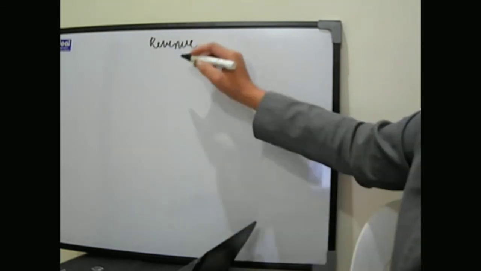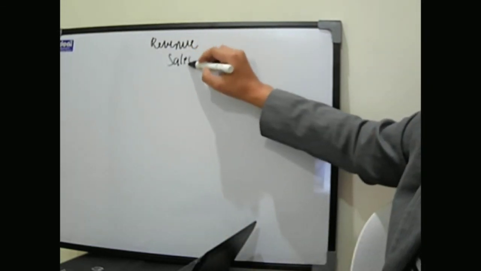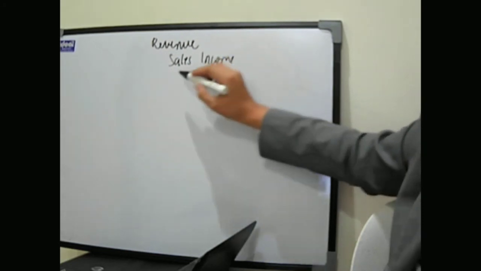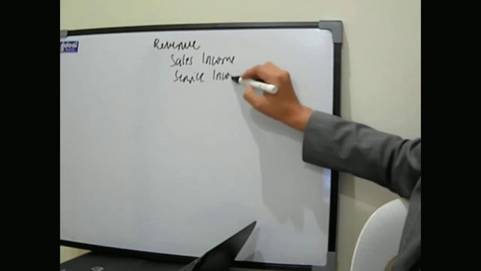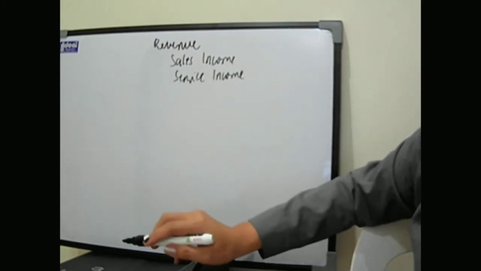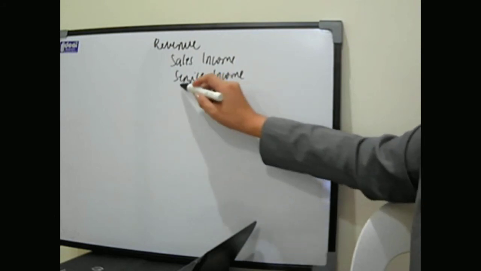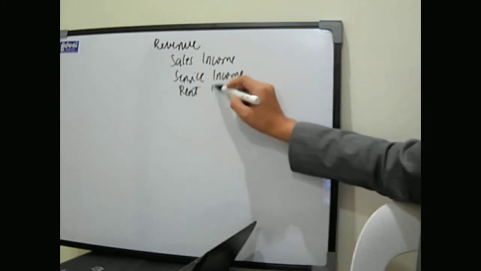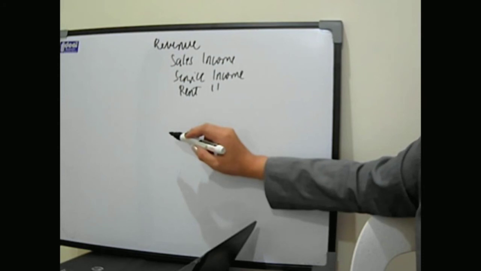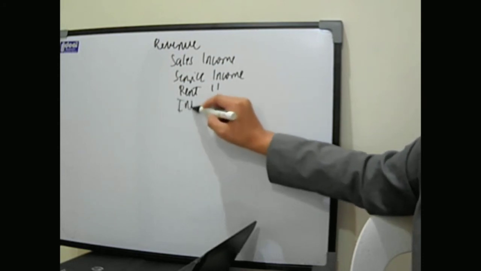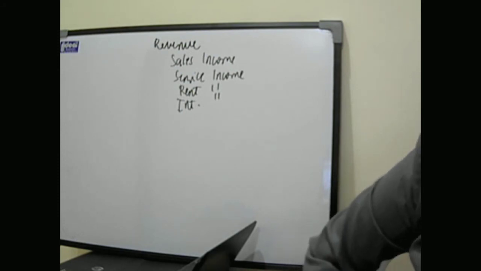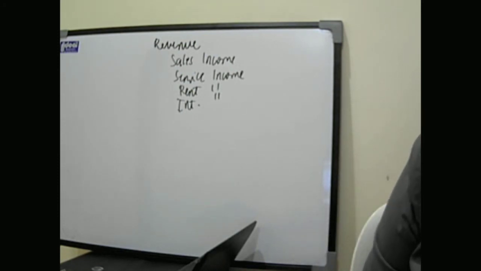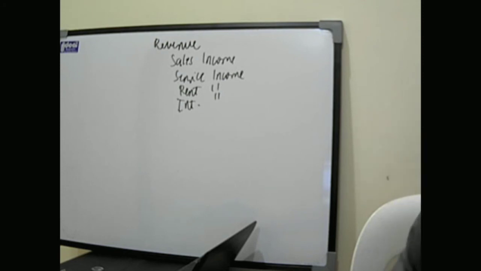Service and sales. So we have sales income and service income. Kung gusto mo pang i-expand, pwede din naman i-detail mo ng rent income, ano pa, interest income, and any other income na magkakaroon tayo ng benefit.